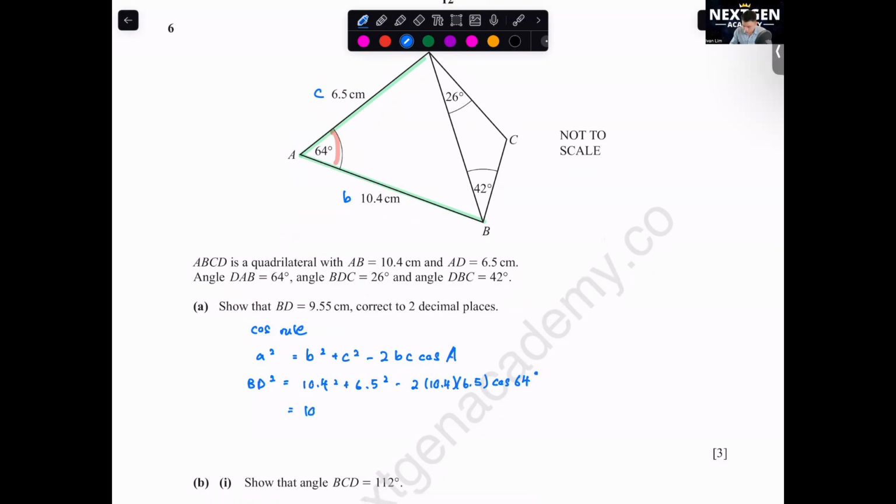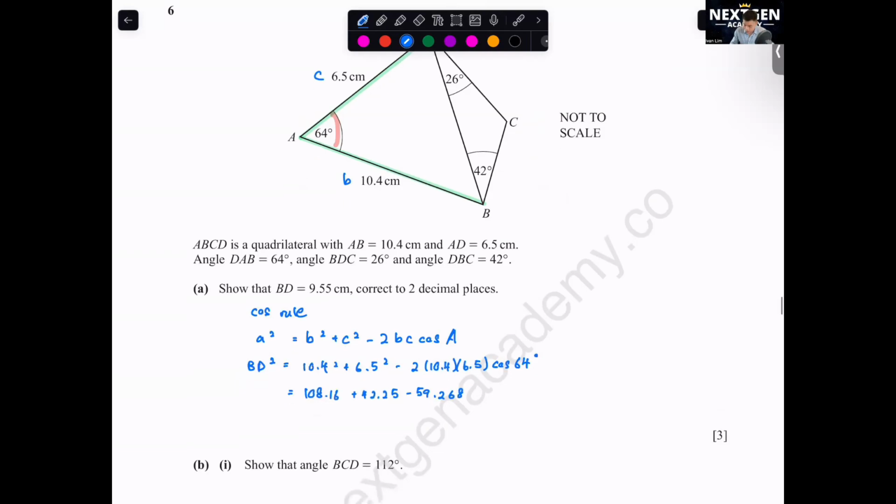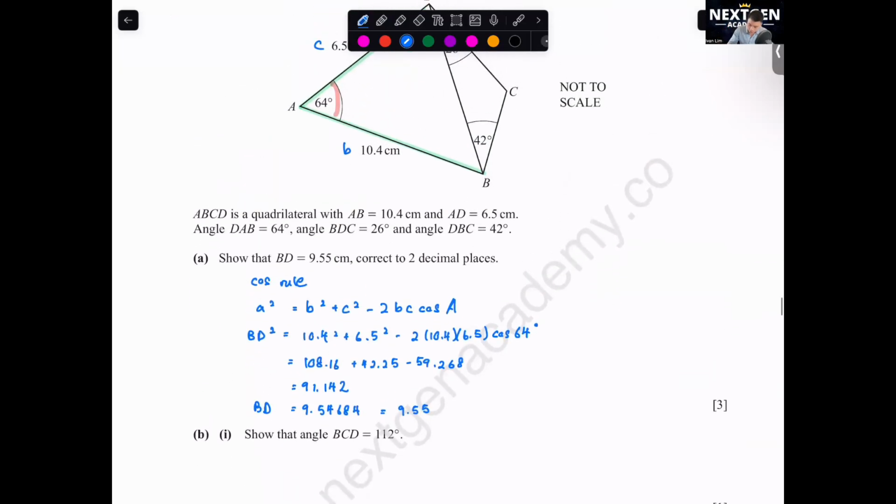Okay, 10.4, this one, you all can add it up. 8.16 plus 42.25 minus 59.268. And here you will get 91.142 BD. Okay, BD, you square root it, you will get here 9.54684, rounding up 9.55. Okay, you see, remember when you see they ask you to correct to a certain value, you write one answer before first, which is what you see in the calculator. Okay, so this is 9.55.